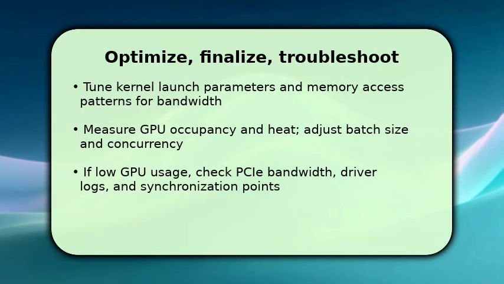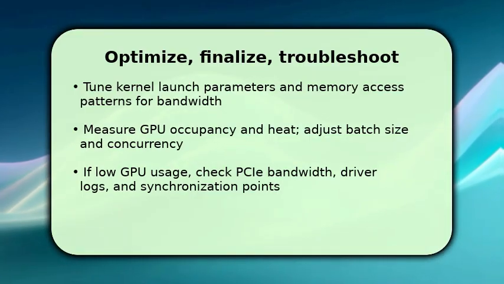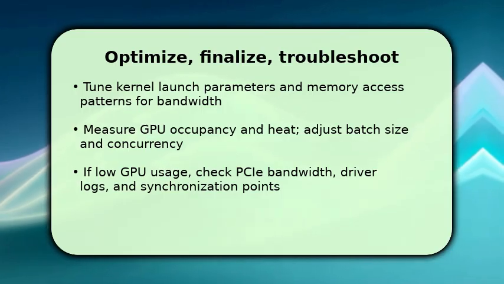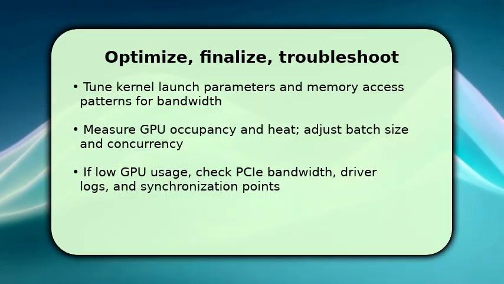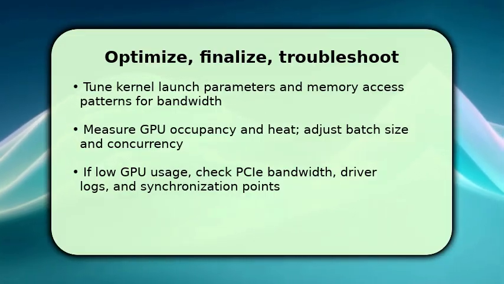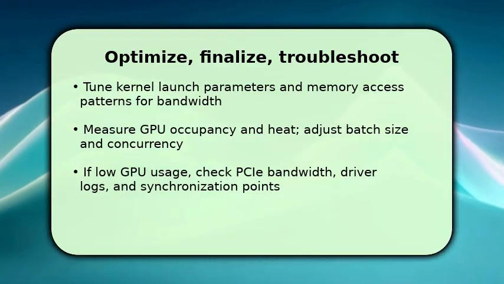Finish by tuning. Adjust kernel block sizes, memory coalescing, and shared memory usage to maximize bandwidth and reduce divergence. Once done, measure occupancy, throughput, and thermal limits. Increase batch size or concurrency if the GPU is underfed. Also pipeline preprocessing on the CPU so the GPU never waits.